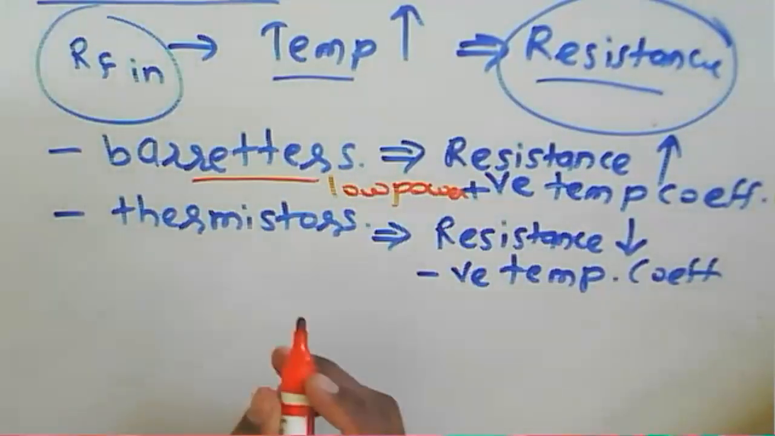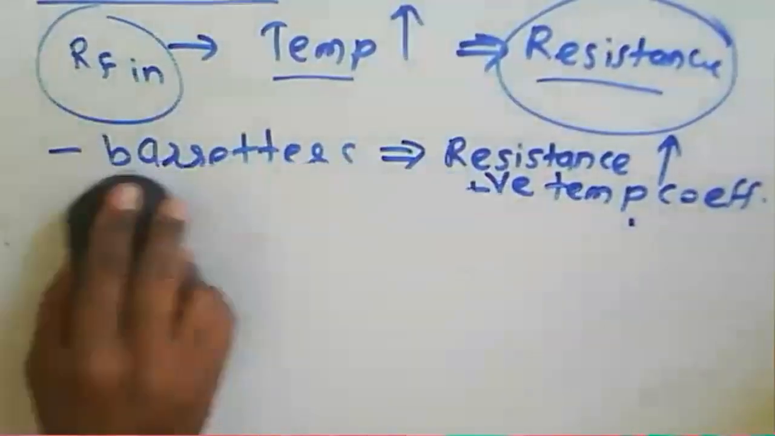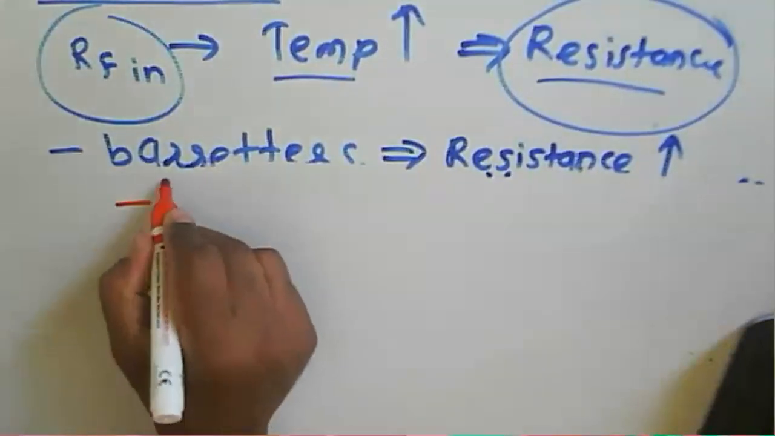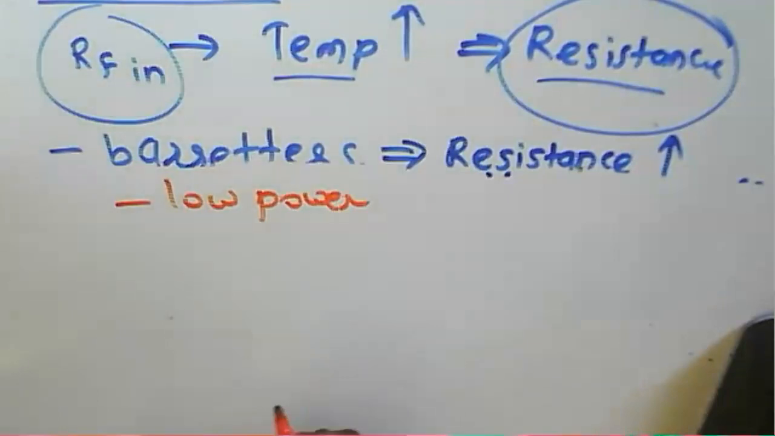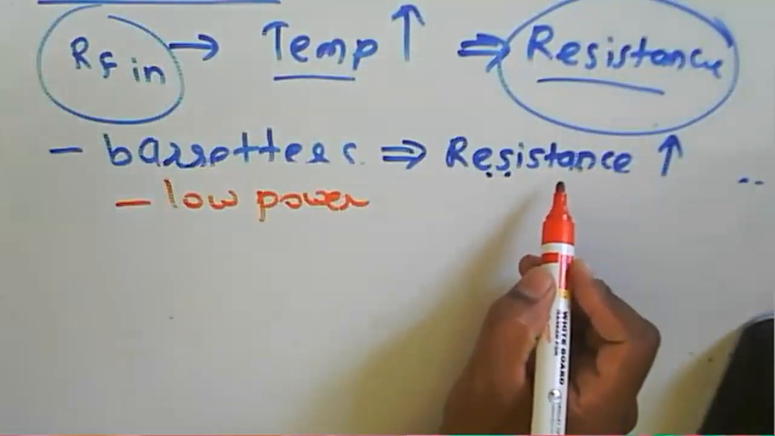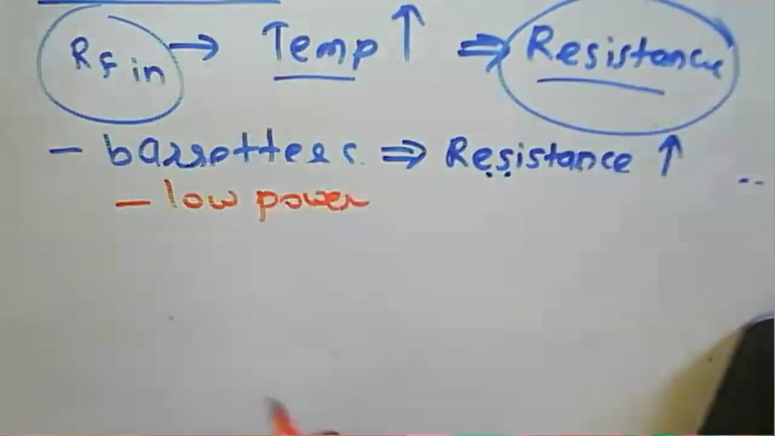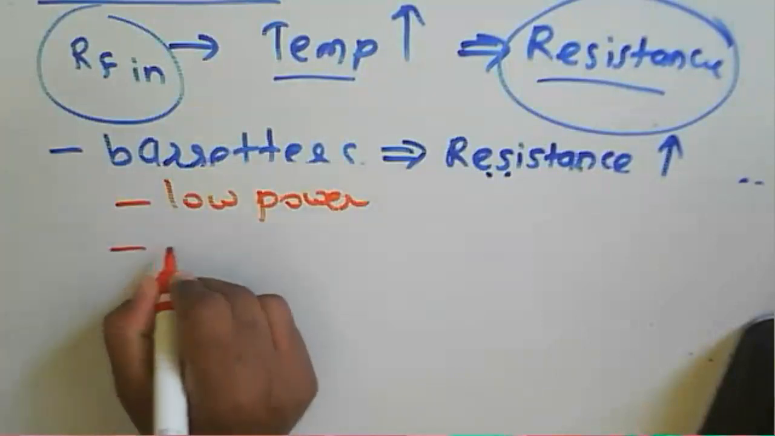Now, in the case of a thermistor, just rewrite here. A barometer is about low power measurement, which is useful for the measurement of low power. Because we say that there will be changes in the resistance, the changes in the resistance occur when we apply a power. So in that case, what will be the change that occurs?